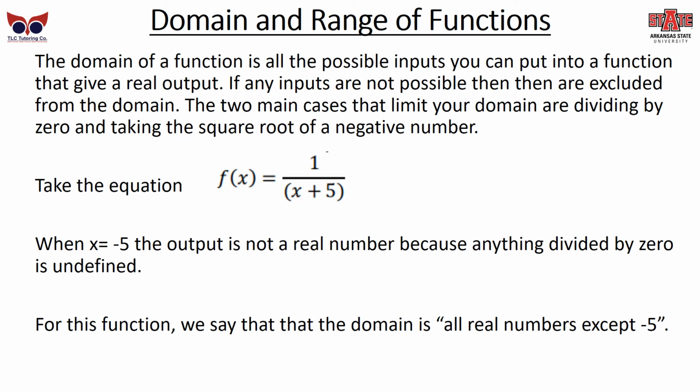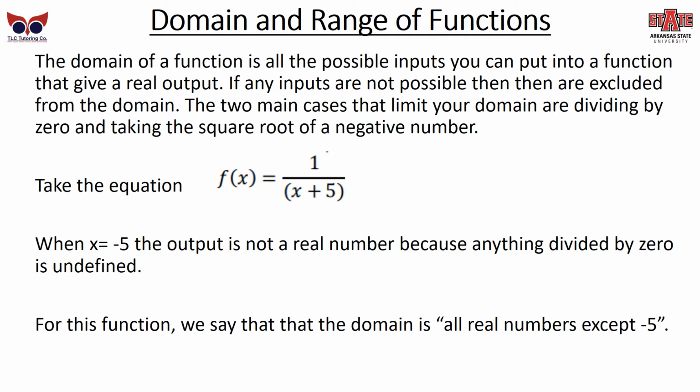Now, one of the unique things about functions is they have two conditions called domain and range. So we'll start with domain. The domain of a function is all the inputs you can put into a function that gives you a real output. And remember, a real number means an actual existing number, not an imaginary number or an undefined number. So if there are any inputs that are not possible, then we exclude them.